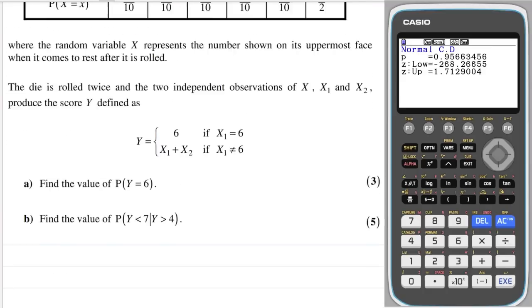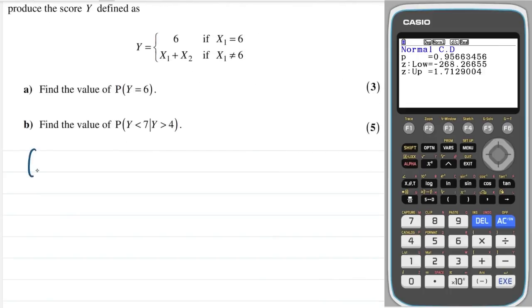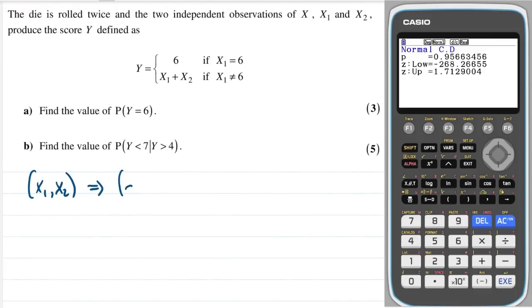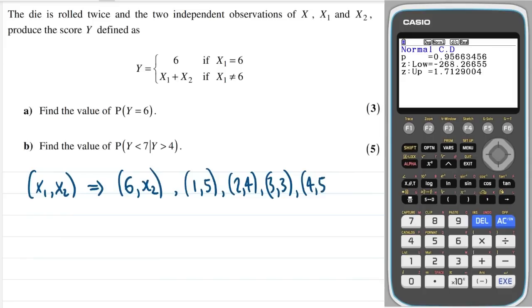Okay, so if we take a pair as X1 observation, comma X2 observation, then which ones will give us Y equal to 6? Well, we can have just 6 with absolutely anything. X1 is 6, and that gives us it straight away. So just 6 and anything. We could also have 1 and 5, 2 followed by 4, 3 followed by another 3, and 4 followed by 2. And we could have a 5 and a 1. So those are all the possibilities.